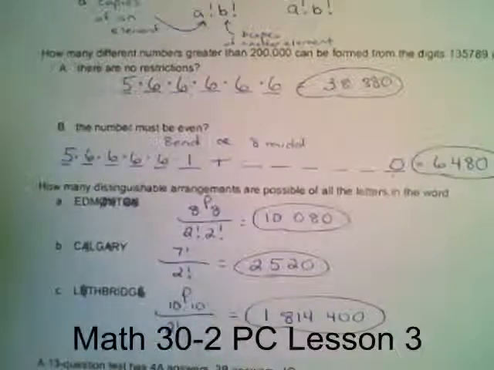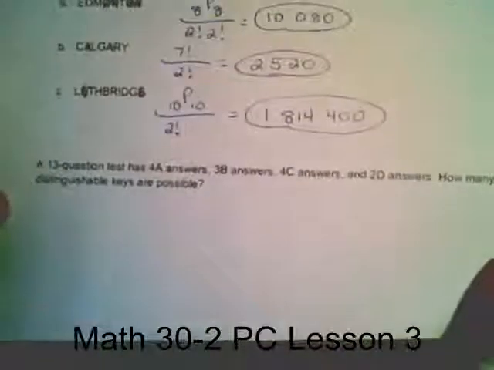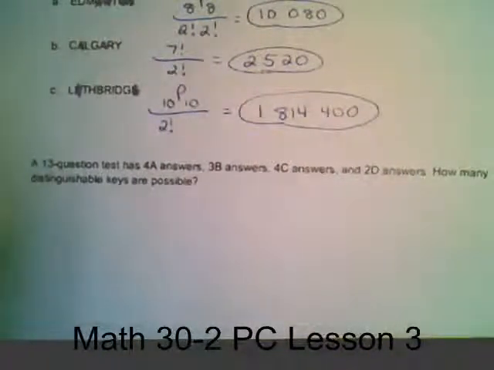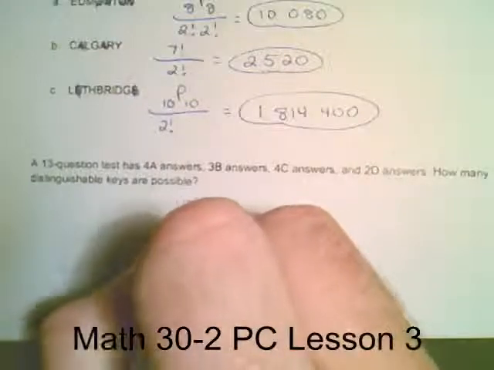Now in each case I had 2: 2 N's, 2 O's, 2 A's, 2 E's. Okay? If I had had 3 N's, if it was Nedmonton, which has an N in front, then I would divide by 3 factorial in one of these situations.